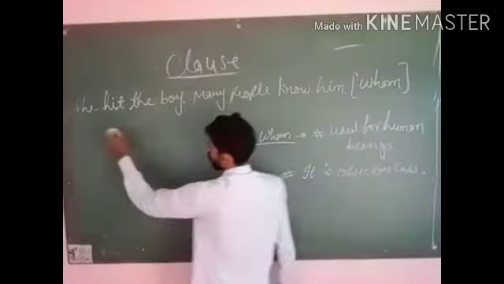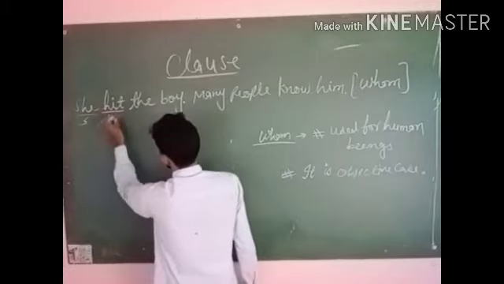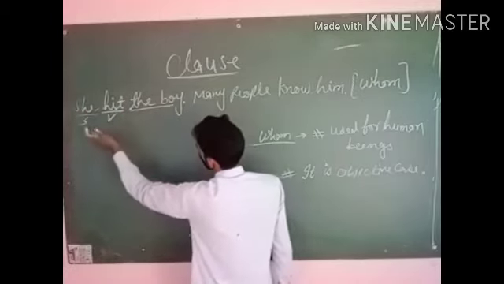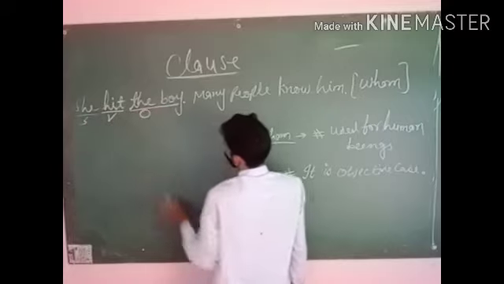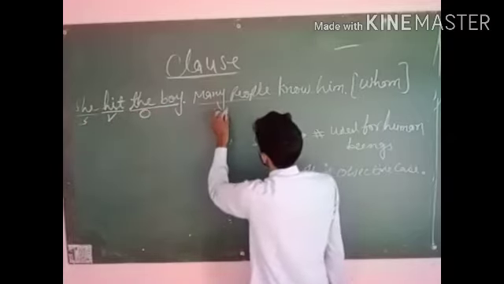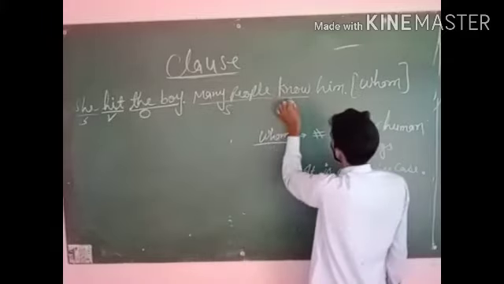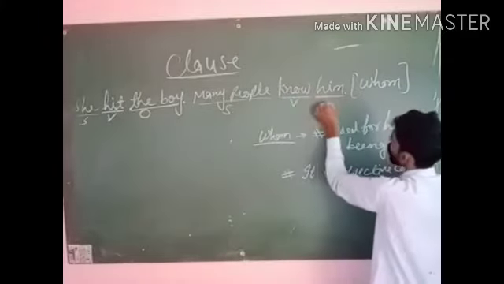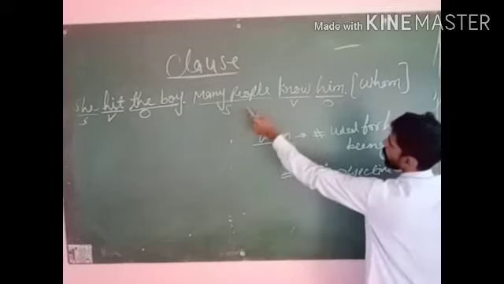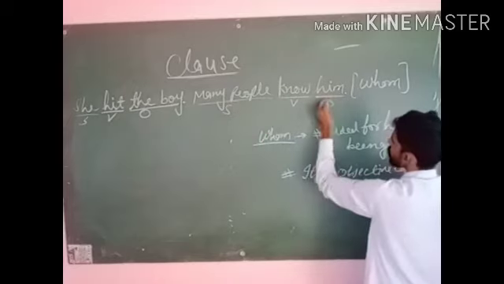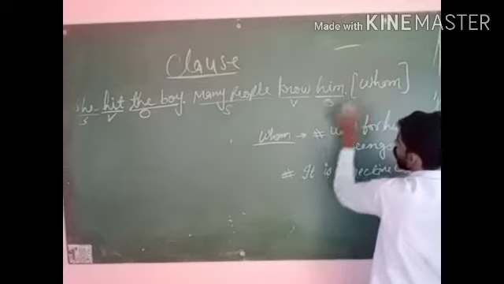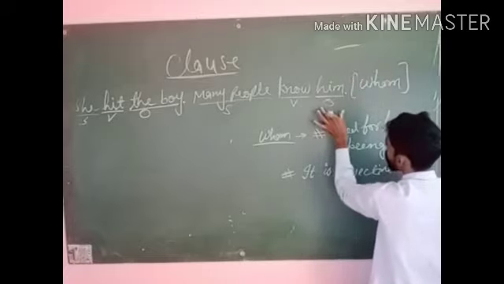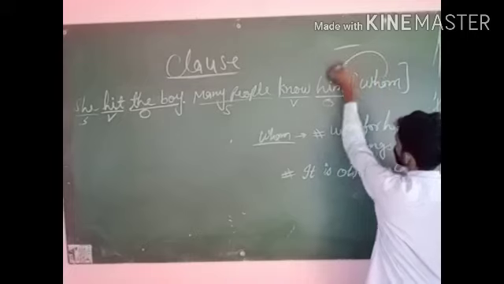The elements of a sentence: she subject, hit verb, and the boy is object. Many people subject, know verb, him object. Whom do many people know? Him. This is object, and whom is objective case, so it will replace an object, and the object is him.